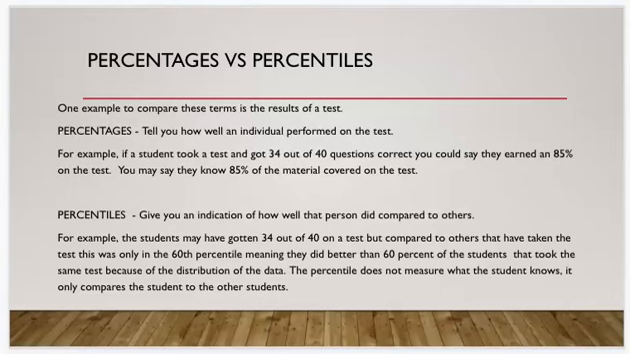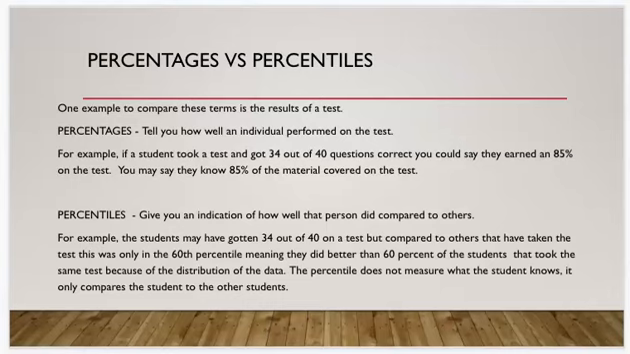A percentile, on the other hand, gives you an indication of how well that person did compared to others. For example, the student may have gotten a 34 out of 40 on a test, which is an 85%, but compared to other students that have taken the test, this was only in the 60th percentile, meaning they did better than 60% of the students that took the same test because of the distribution of the data. The percentile does not measure what the student knows, it only compares the student to the other students.